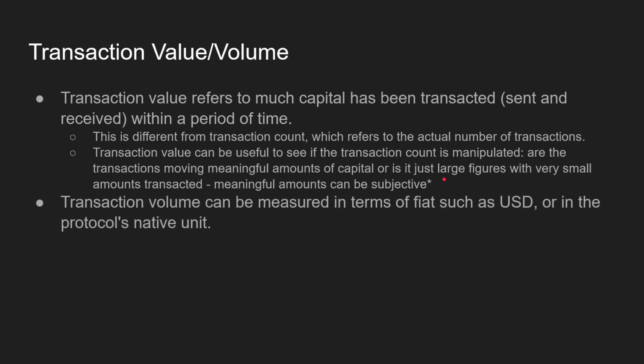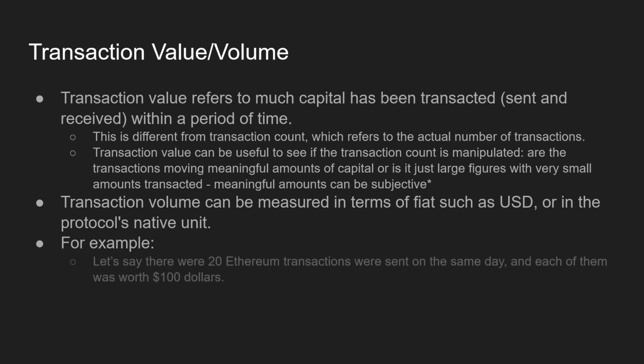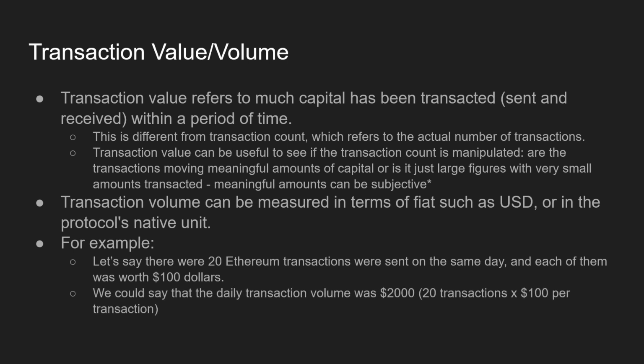Now, transaction volume can be measured in terms of fiat, such as US dollar, or in the protocol's native unit. For example, let's say there were 20 Ethereum transactions that were sent on the same day, and each of them was worth $100. We could say that the daily transaction volume was $2,000. Right, there were 20 transactions, and we've multiplied that by $100 per transaction. That's where we would get that daily transaction volume.